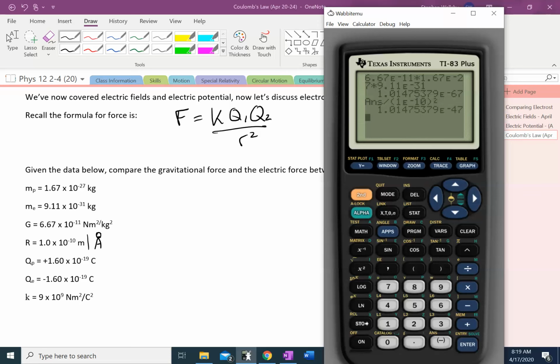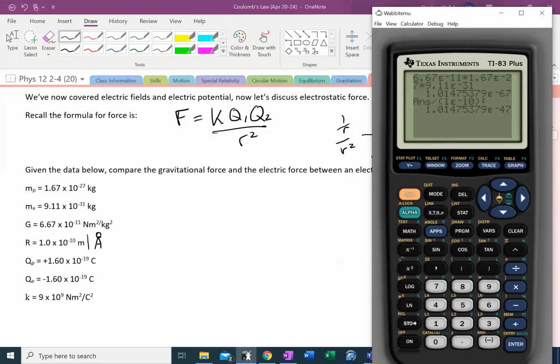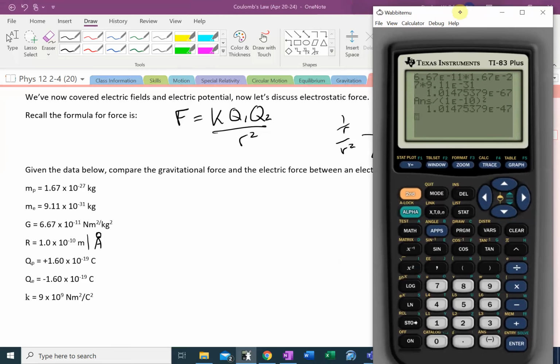Okay, and that gives us around 1.0 times 10 to the minus 47. I'm just going to leave that here. Okay, so force of gravity around 1.0 times 10 to the minus 47 newtons between the electron and the proton. That's a pretty small amount of force.